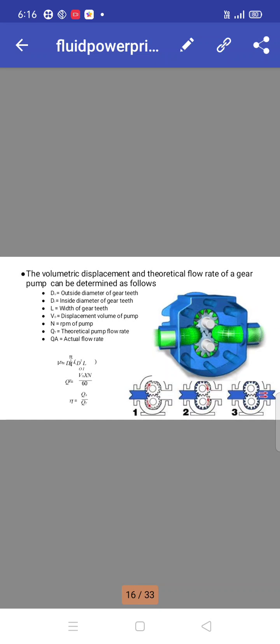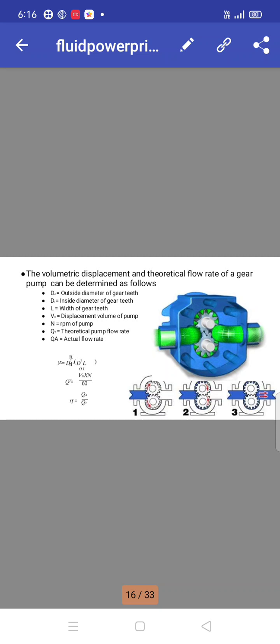The volumetric displacement and the theoretical flow rate of a gear pump can be determined as follows. V = π/4 (d_o² − d_i²) L. So Q = V × N / 60. Efficiency is actual discharge by theoretical discharge.